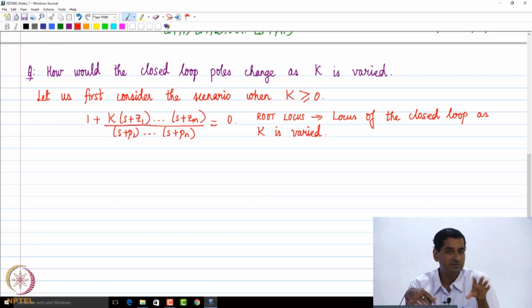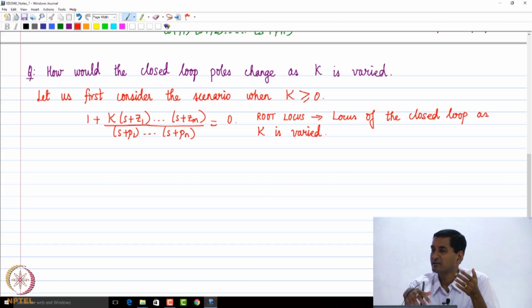If you noticed on the course website, I have uploaded a file which details the list of steps involved in the construction of the root locus plot. So that's something which I have already uploaded. Please download and go through it.